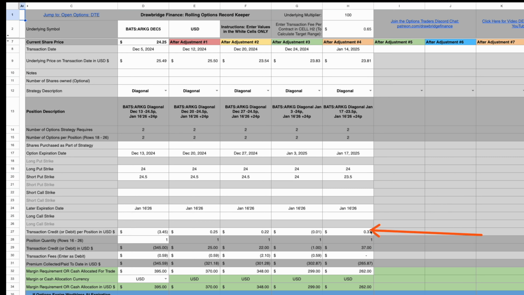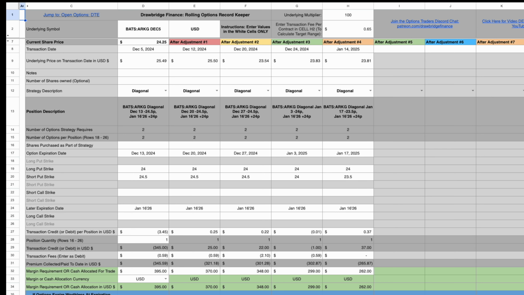Last week, when I sold this, or a couple days ago, I collected 37 cents for selling this short put at 23.50. Now I'm going to look to roll this out in time because it's currently worth very little because the stock is trading at 24.25, which means this short put, which expires tomorrow, is virtually worthless. It's worth about 4 cents right now.